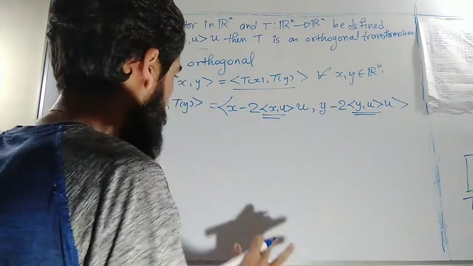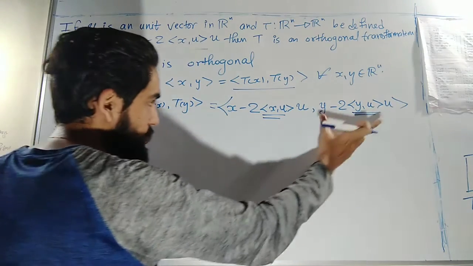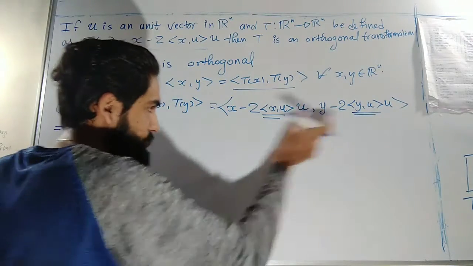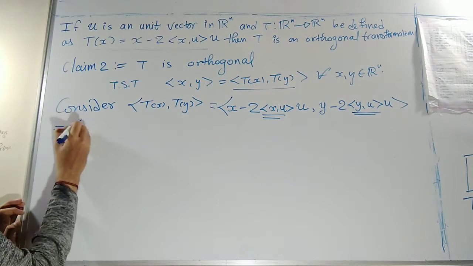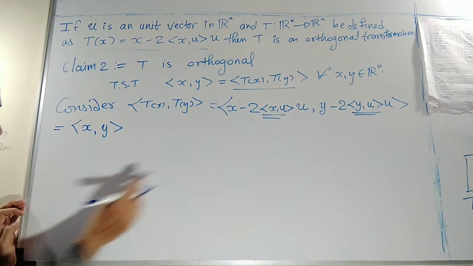But for now, what I will do is just use distribution. That means I will consider x with the first, then x with the second, the second with the first, and the second with the second. So I will consider x with the first, that is y. So x inner product y.